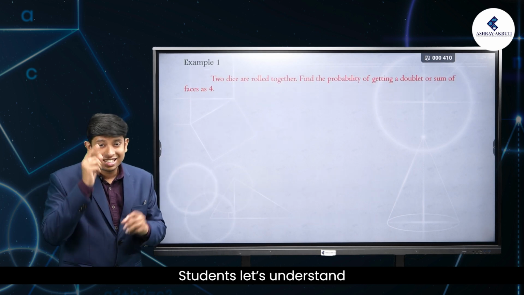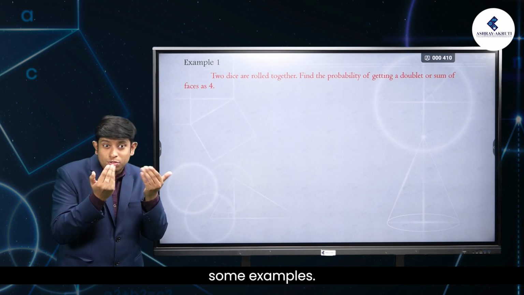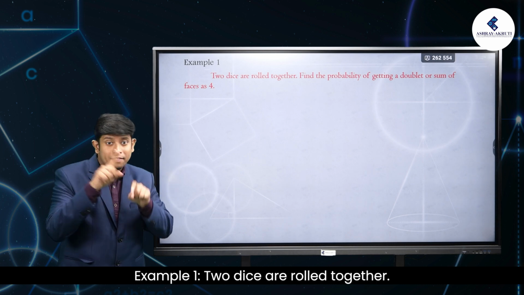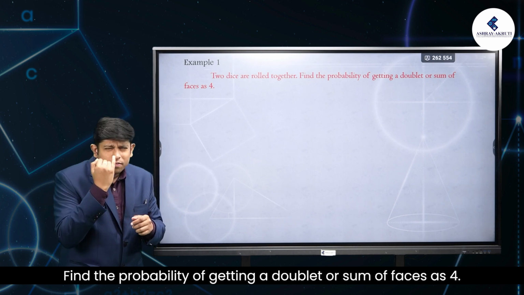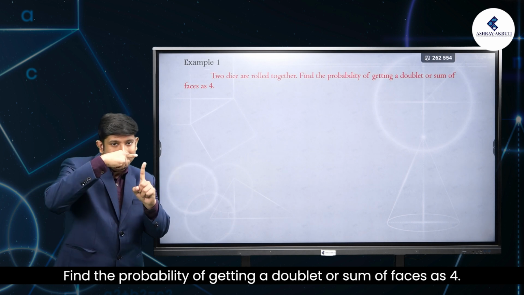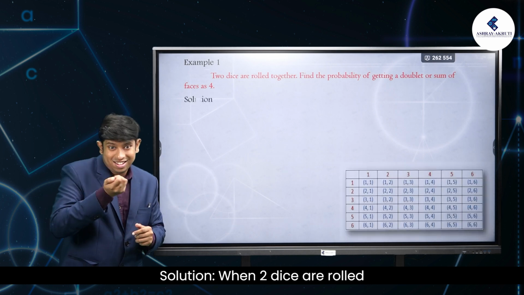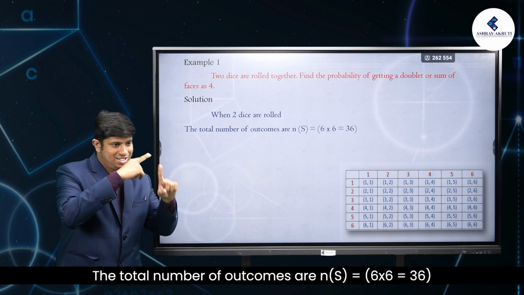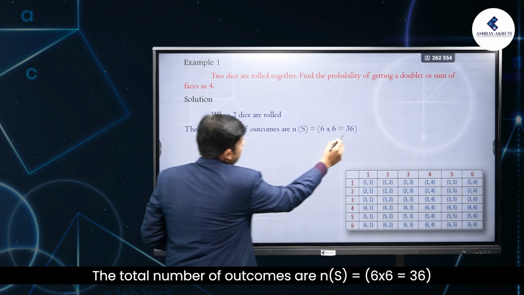Students, let's understand more about the addition theorem of probability by solving some examples. Example 1. Two dice are rolled together. Find the probability of getting a doublet or sum of faces as 4. Solution. When two dice are rolled, the total number of outcomes is n of S is equal to 6 into 6, that is equal to 36.